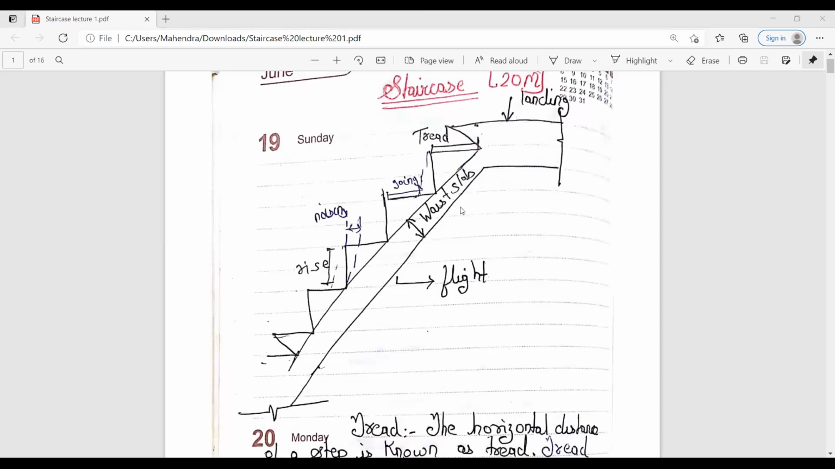As you can see over here, this is the diagram of the staircase. This particular portion is known as the flight. This one is your landing on which you are going to stand. This one is your waist slab, and these are your stairs. This horizontal portion is known as tread, and the vertical portion over here is known as rise.